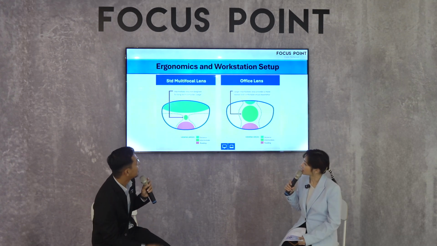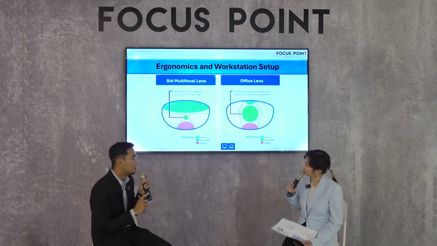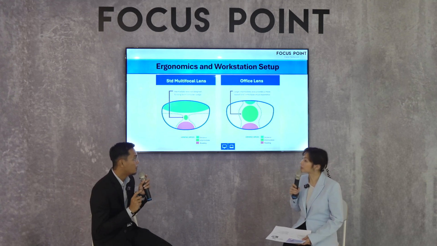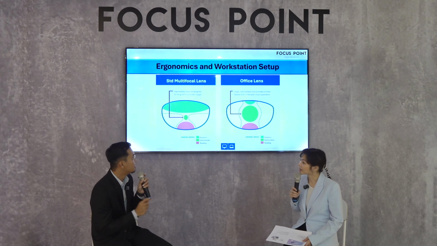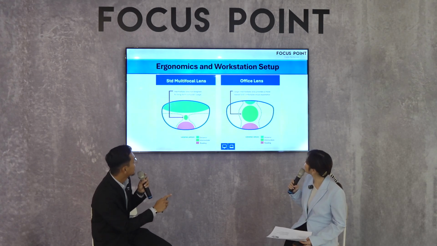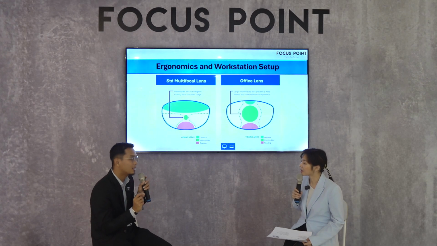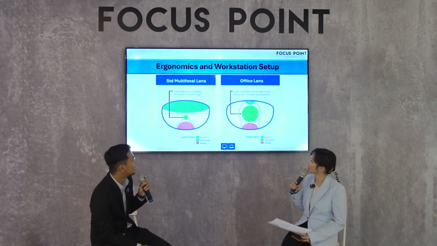But bear in mind, these office lenses are meant to be indoor lenses, so you are wearing them in your office. Don't drive with them, because you can see the blue area is very small, the distance vision. So it's not suitable for you to use when you are driving or walking around outdoors. So it's a secondary pair.